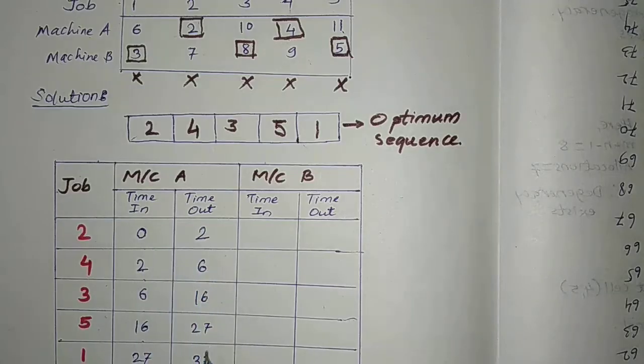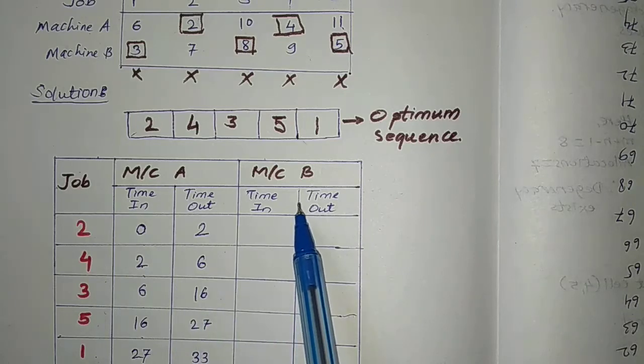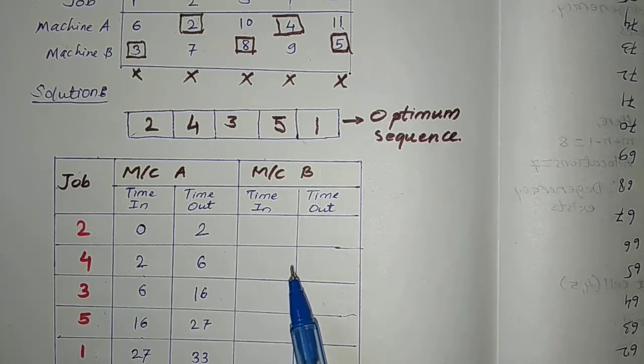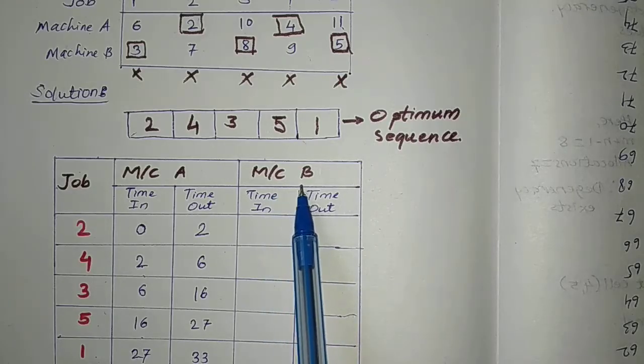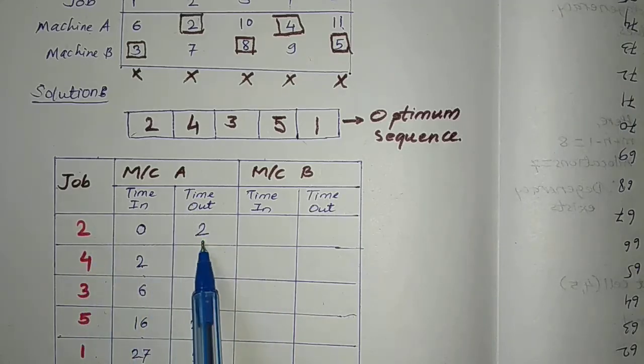So these are the time calculations for job number 1, 5, 3, 4 and 2. Now let us find out these calculations on machine B for each of the jobs. Now here the concept is that machine B will remain idle till job number 2 is processed on machine A.